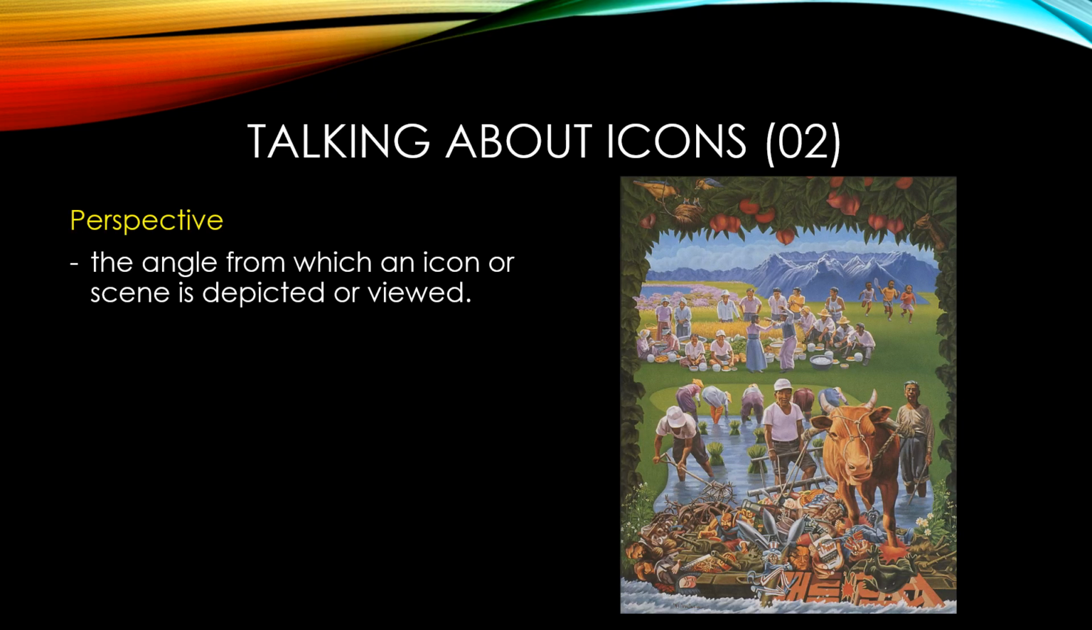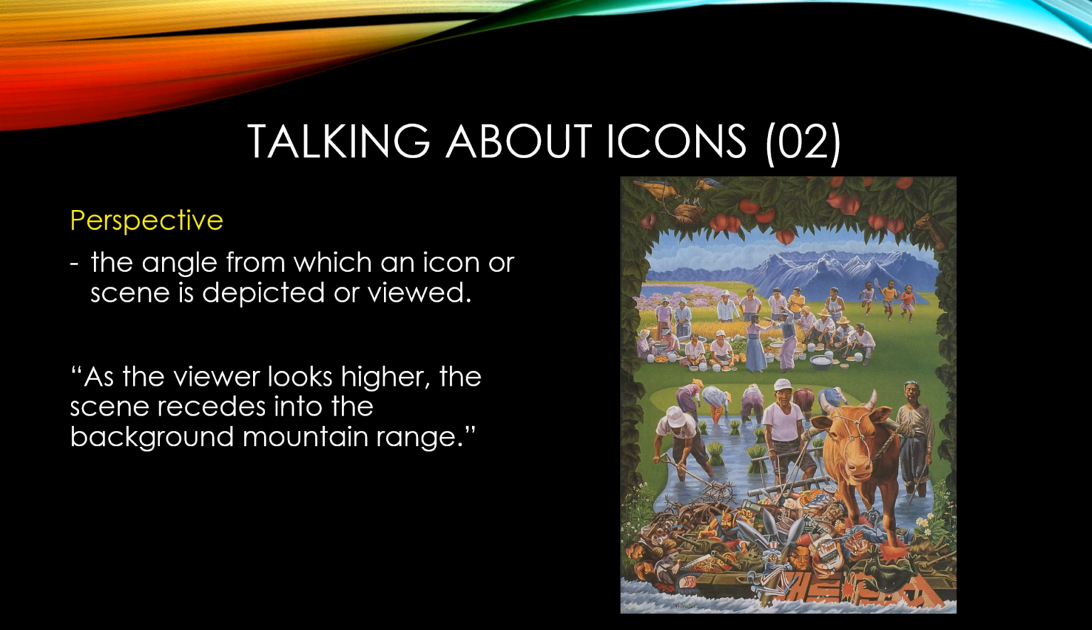Related to composition is perspective, and this is the second aspect to help you describe something. Perspective refers to the angle from which an icon or scene is depicted or viewed. Is the scene zoomed in or zoomed out? When I look from the bottom to the top of the image, how does it seem to move? For example, in Shin Hakcho's rice planting, as the viewer looks higher, the scene recedes to the background mountain range.